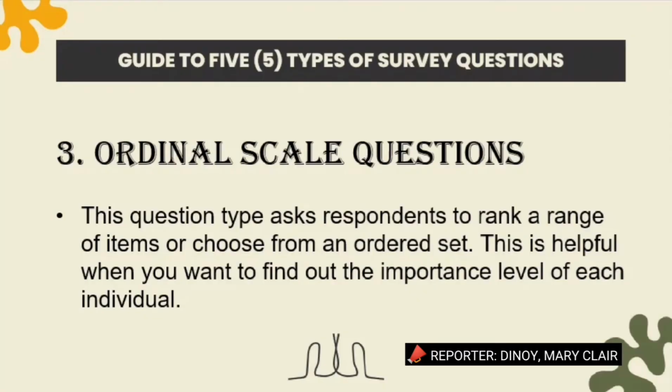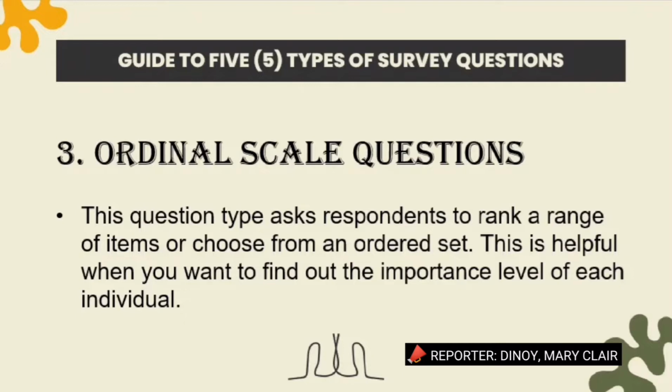The third one is ordinal scale questions. Respondents are asked to rank a selection of things or select one from an ordered list in this sort of question. This is useful for determining each person's level of importance. Make sure to specify your numerical scale, 1 being the first choice and 5 being the last choice.